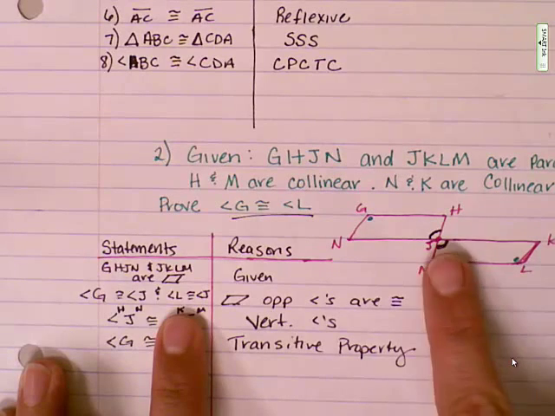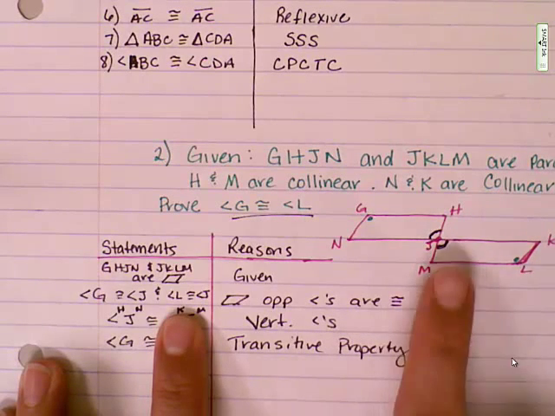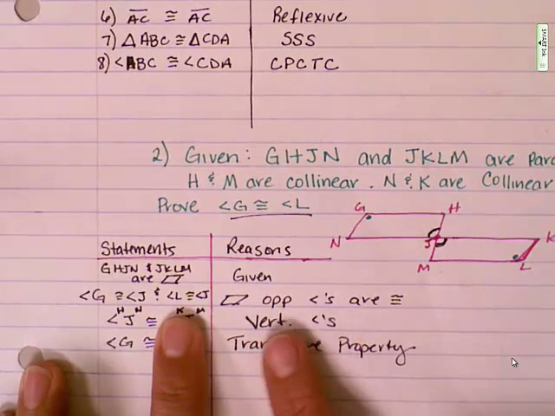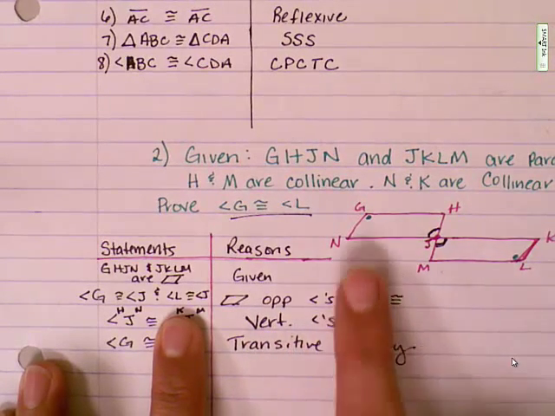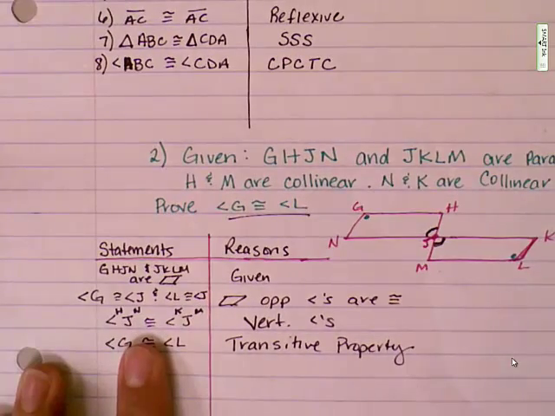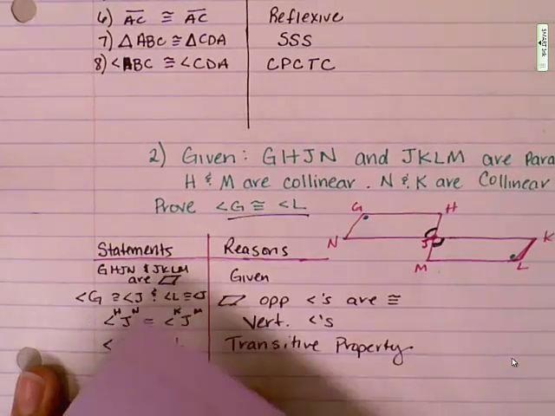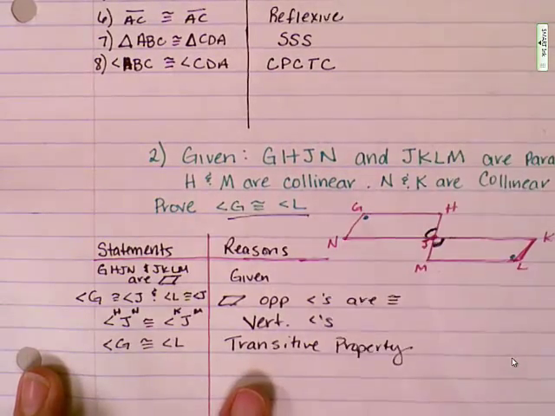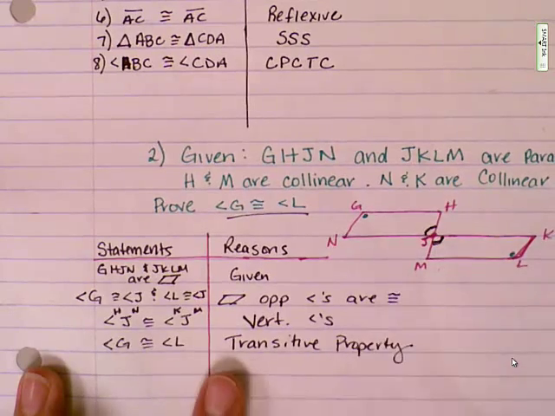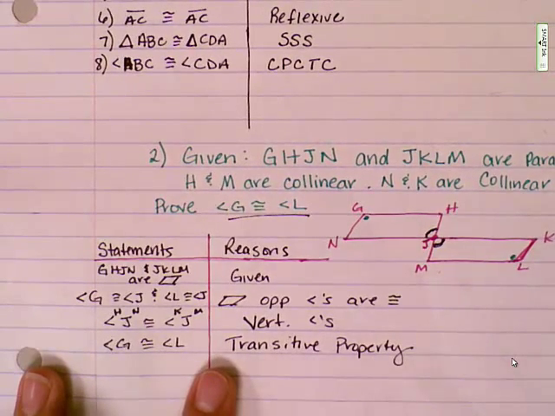and angle L and angle J are congruent to each other because we just proved up here opposite angles are congruent. Opposite angles of parallelograms are congruent. Then we can say angle HJN is congruent to KJM because vertical angles are congruent.